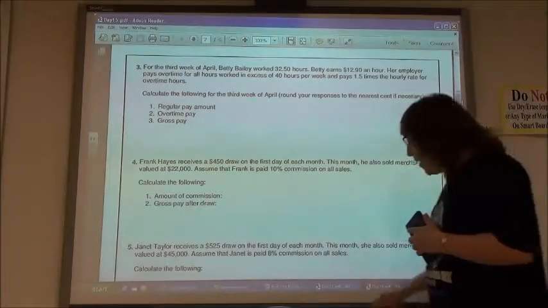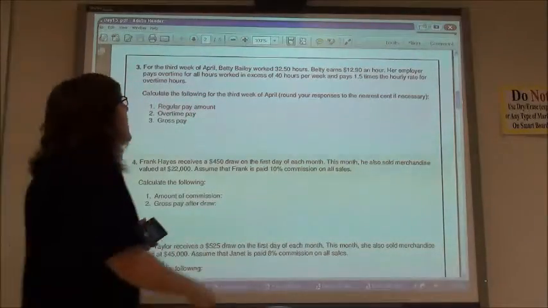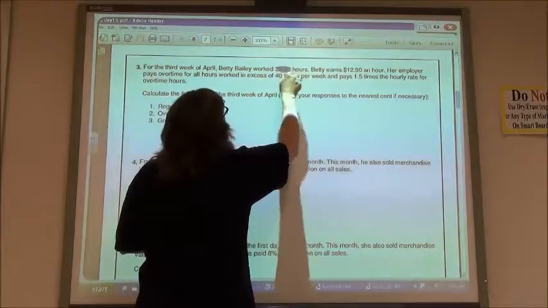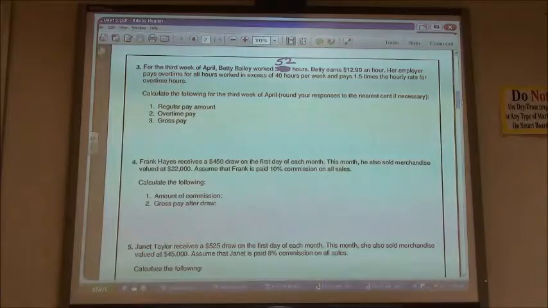Now on the third one, I'm going to change the hours because I want to have one where you at least have some overtime hours in there. So let's just change this. I'm going to just make it 52 hours. Go ahead and change that on your paper. For the third week of April, Betty Bailey worked 52 hours.